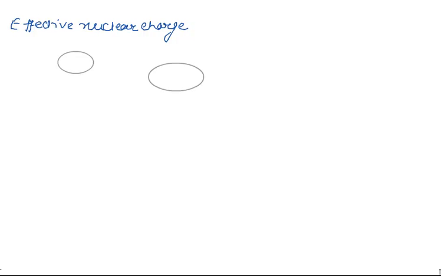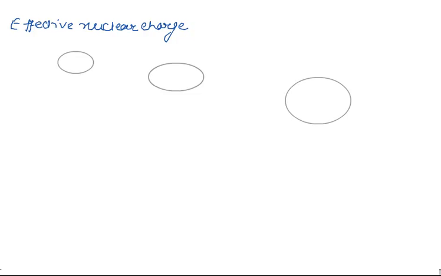Now let's discuss this effective nuclear charge first. So I'll write here effective nuclear charge. So what could you see here? Say if I draw an atom of beryllium, then I am drawing an atom of magnesium. Magnesium is a bigger atom. Okay, then I am drawing an atom of calcium, which is still bigger.